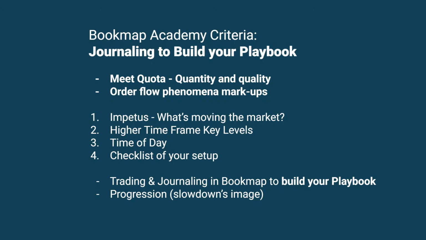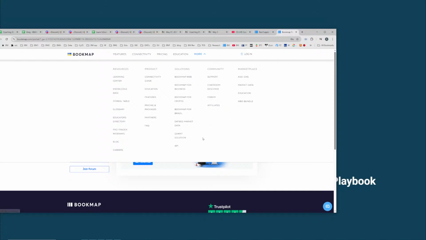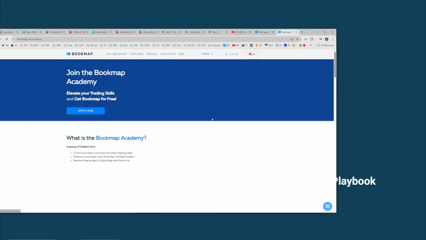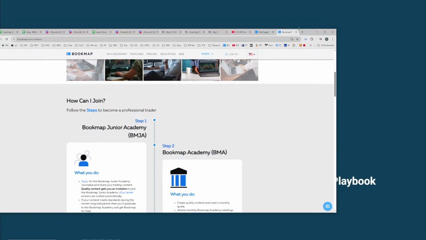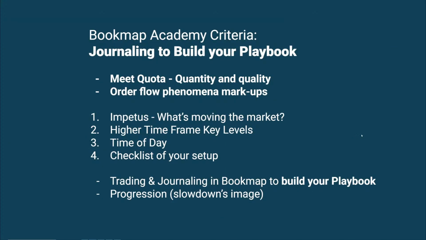And then the criteria here, we get all sorts of questions about what is our criteria for the Bookmap Academy and creating the content. There's a quota to meet. All of this can be found on bookmap.com under the More button, and Bookmap Academy is right here under Community. So you can click on that, and you can read all about the Academy here. Just to let you know about that. And this is what we're looking for.